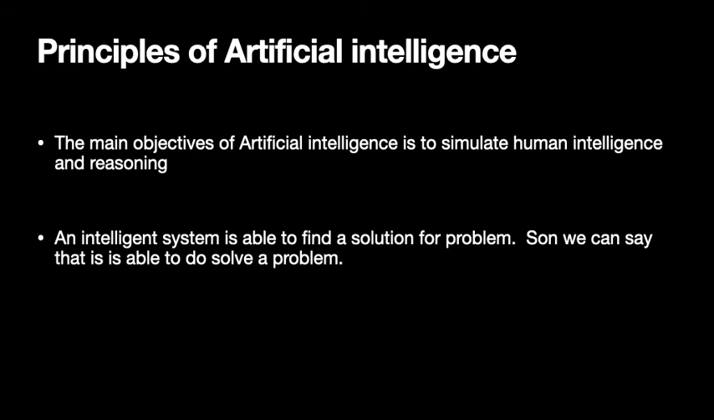So the main objective of artificial intelligence is to simulate human being reasoning at the beginning, and then after that we try to simulate also all living things, like animals, bees, or other intelligence. So an intelligent system is very close to human being reasoning. It will be able to find a solution for a problem by itself. So it will be able to build the solution. So we can say that it's able to solve a problem.